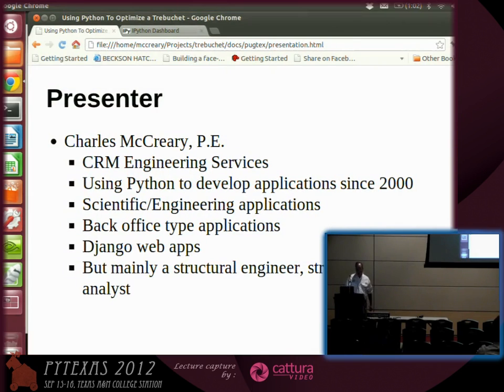Okay. Back office type applications, interfacing, parsing tickets from a pipeline, locating, call before you dig, putting it into the database, Django web apps for traditional type of web applications. But mainly I'm a structural engineer, stress, thermal analysis, fluid flow type work.